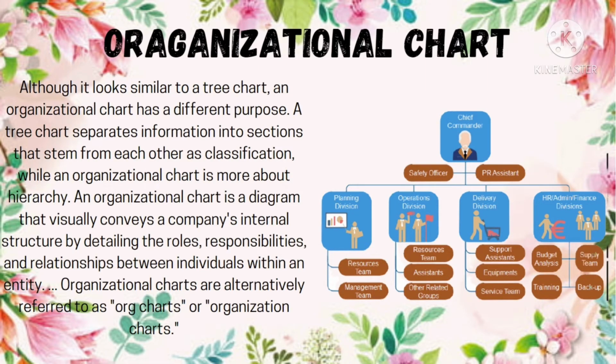Organizational chart. Although it looks similar to a tree chart, an organizational chart has a different purpose. A tree chart separates information into sections that stem from each other as classification, while an organizational chart is more about hierarchy. An organizational chart is a diagram that visually conveys a company's internal structure by detailing the roles, responsibilities, and relationships between individuals within an entity. Organizational charts are alternatively referred to as org charts.